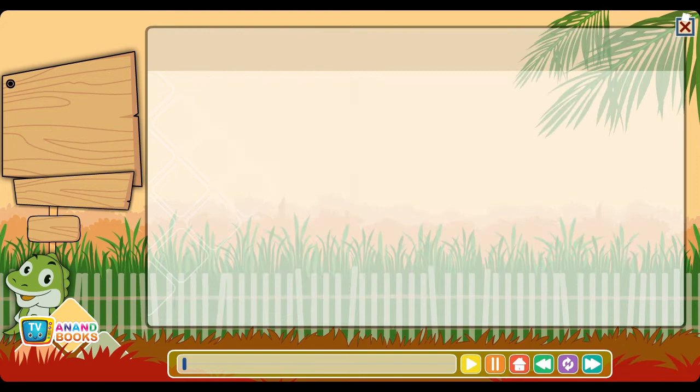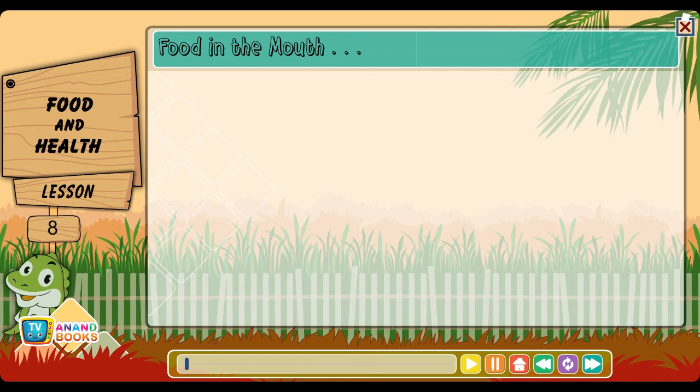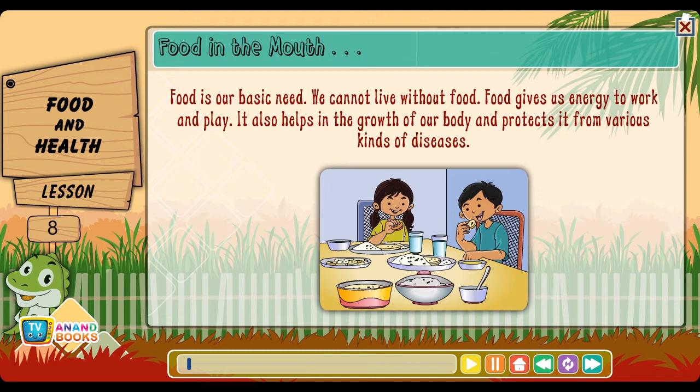Lesson 8. Food and health. Food in the mouth. Food is our basic need. We cannot live without food. Food gives us energy to work and play. It also helps in the growth of our body and protects it from various kinds of diseases.